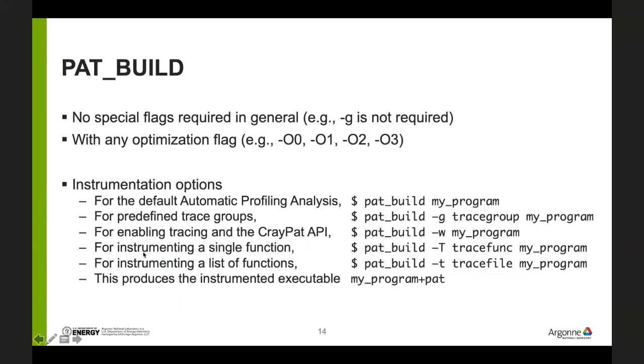And sometimes single function tracing is enough. In that case, you can use -T and the function name. Or if you have a list of functions you want to trace, you generate a trace file that has the list of the functions, and then you can use -T, with the underscore, and then the trace file, and then you can get the data. You can instrument your code. And after everything, you will have the executable binary that ends with +pat.